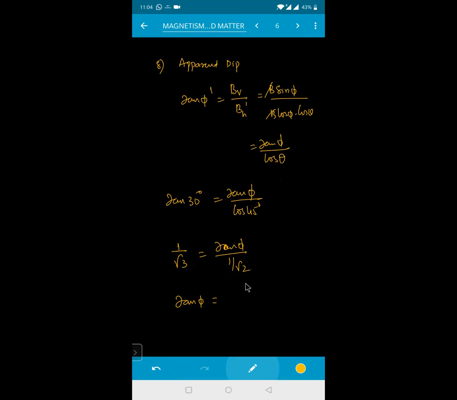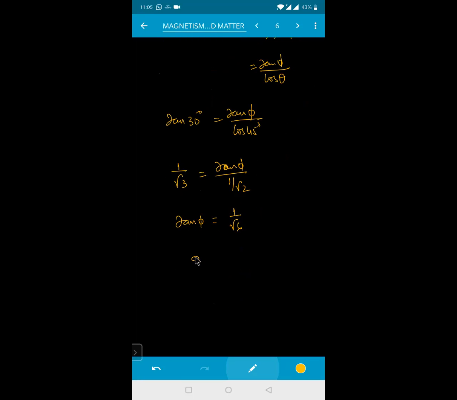Tan phi is equal to 1 by root 3 into root 2, which is 1 by root 6. So this will be the true angle. Got it? This is a very, very important relation you need to remember.